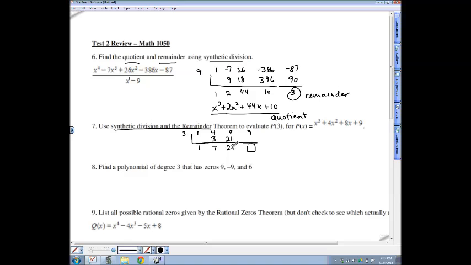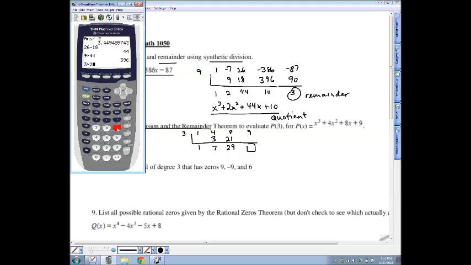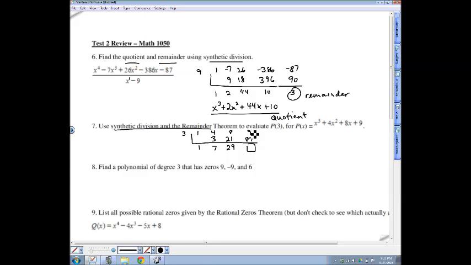Three times 29, let's see, it's going to be 87, better check that. Okay. 9 plus 87 is 96, so the polynomial evaluated when x is 3 is equal to 96. Okay, and just fair warning, if this is a free response test question, and all I see is this without any of the synthetic division and remainder theorem shown, you won't get credit for the problem.